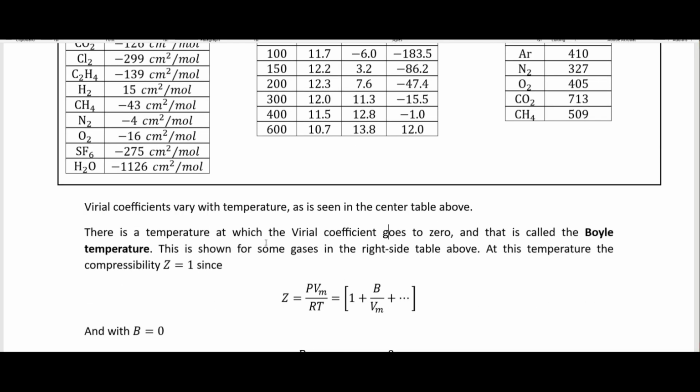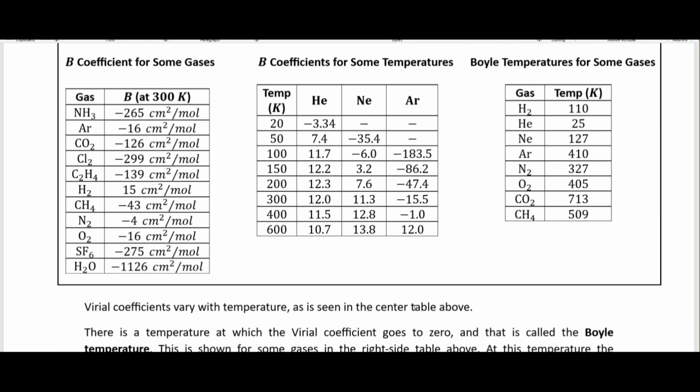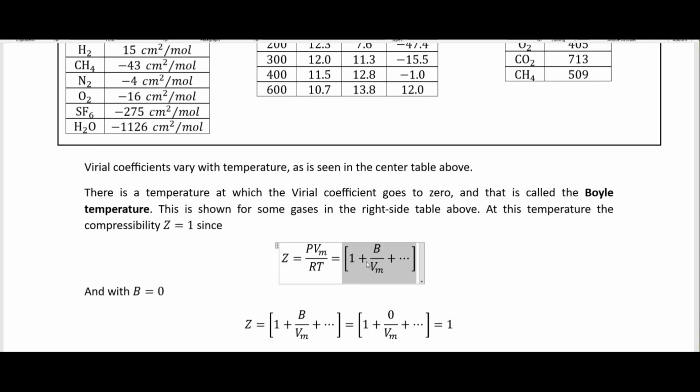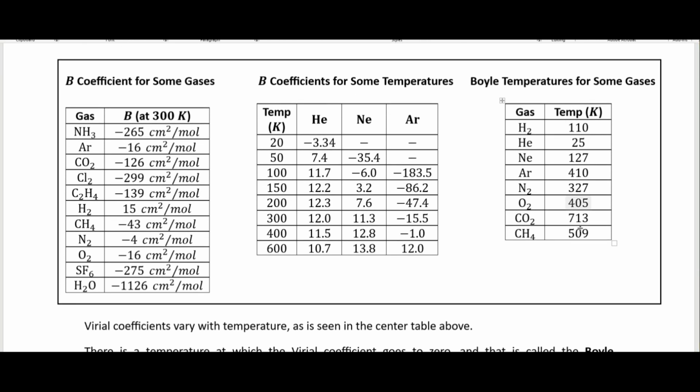And there is a temperature at which the virial coefficients go to 0. So remember, if they go to 0, all this stuff right here would go to 0, and it would just be equal to 1, so it would be acting like an ideal gas. So there's a temperature at which the virial coefficients go to 0 that is called the Boyle temperature. This is known for some gases on the right table up here. So these are the Boyle temperatures for some of these gases, where the Boyle temperature is just the temperature at which the gas acts like an ideal gas. So it would act just exactly like an ideal gas at these temperatures.